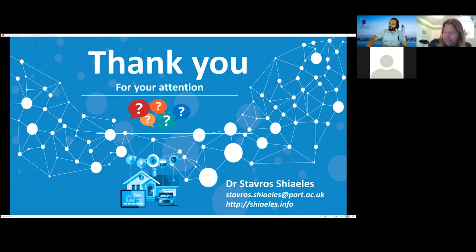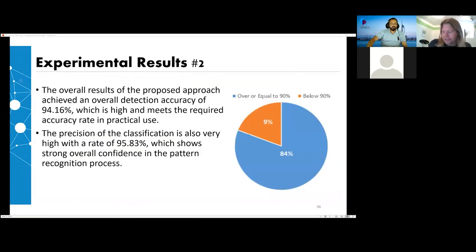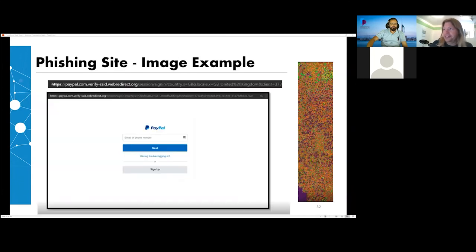I very much like the nice PayPal example you showed us with the binary visualization technique. Yeah, this is the phishing. Very impressive.